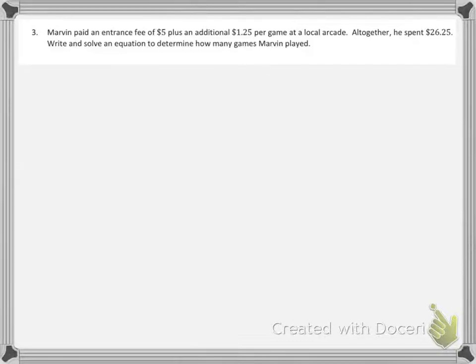So Marvin paid an entrance fee of $5 plus an additional $1.25 per game at a local arcade. We don't know how many games he played, so that's going to be our variable. It's $1.25 times the number of games, X, plus the $5 entrance fee. And it says altogether he spent $26.25. So that's equal to $26.25. All right, so what we're doing now is isolating the variable.